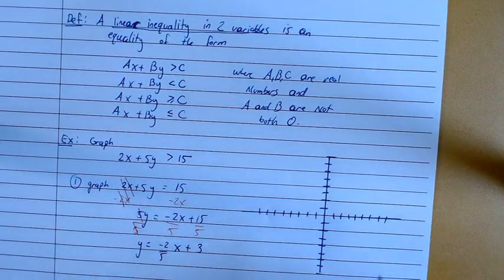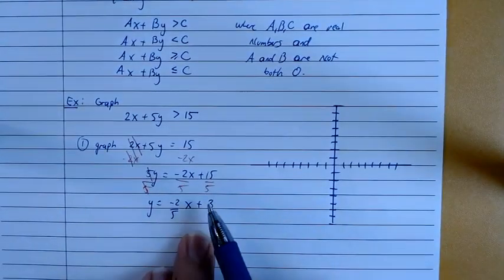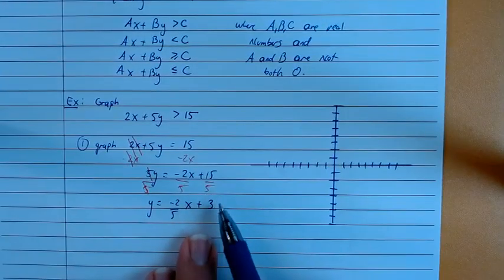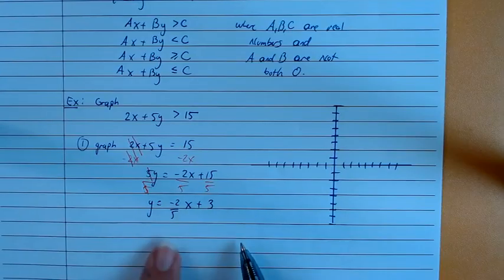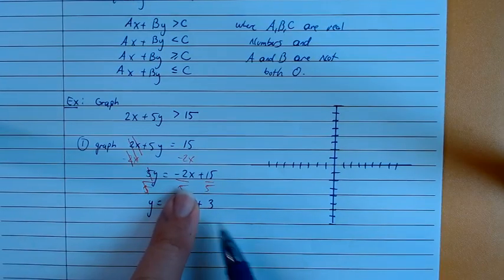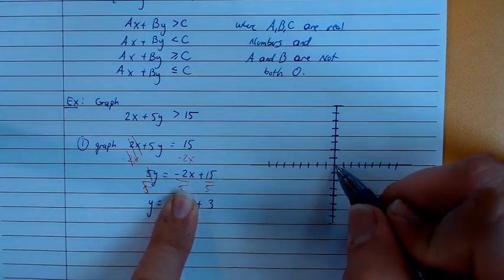All right. We have a y-intercept of 0, 3. Notice when x is equal to 0, anything times 0 is 0. That leaves you just y is equal to 3. So if x is 0, y is 3.